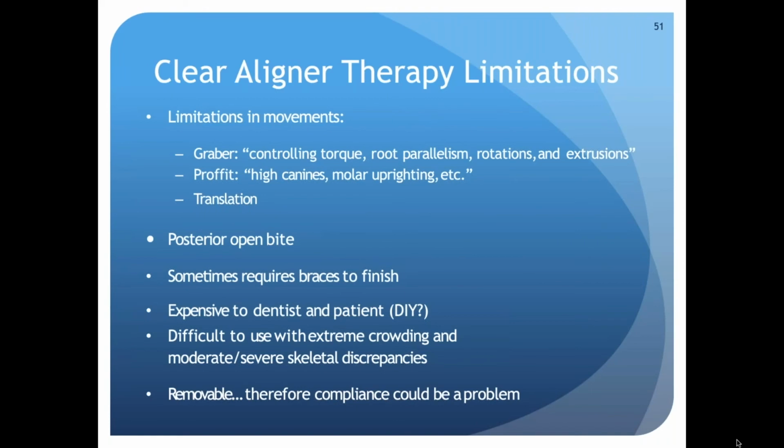So limitations. A couple studies talk about this. Graber says it's difficult to control root torque and root parallelism, as well as rotations and extrusions with these. And Proffit talks about how it's hard for high canines and molar uprighting. It can be hard to correct a posterior open bite, and they may still sometimes require braces to finish. Because a lot of these are proprietary, they can be expensive to both the dentist and the patient. And so I think you're starting to see a little bit more DIY from companies like Blue Sky Bio. They're difficult to use with extreme crowding and patients with severe skeletal discrepancies.